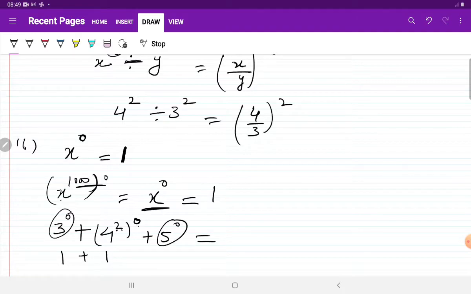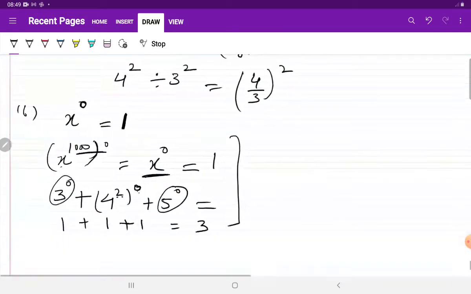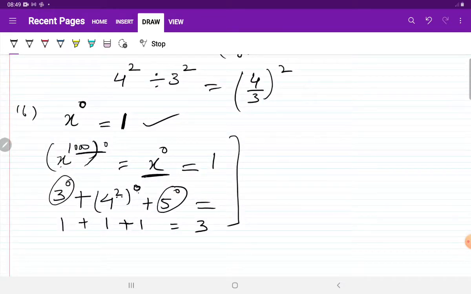Again here 5 raised to power 0 is what? 1. So my result is 1 plus 1 plus 1 is 3. So this type of questions may come under this law. Again remember one thing, any number raised to power 0 is always 1. Don't forget this thing. So x is a rational number other than 0, then x raised to power 0 is 1 always. So this type of questions may come in MCQ questions.